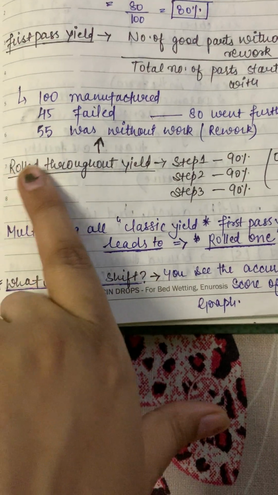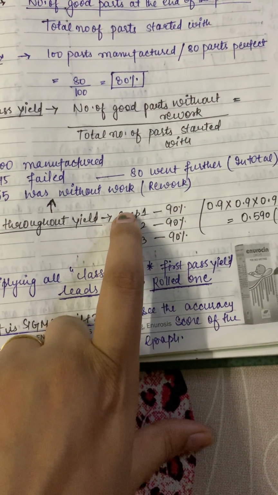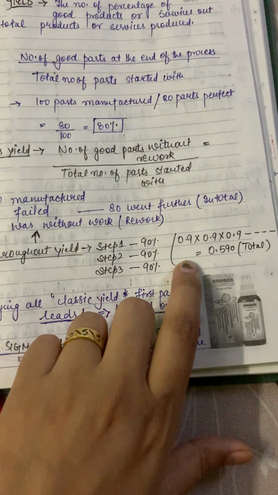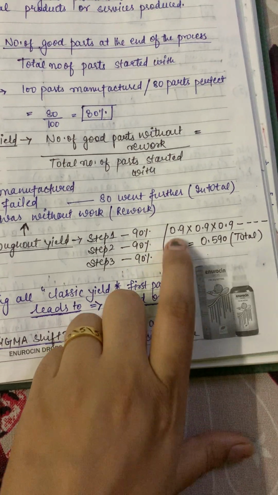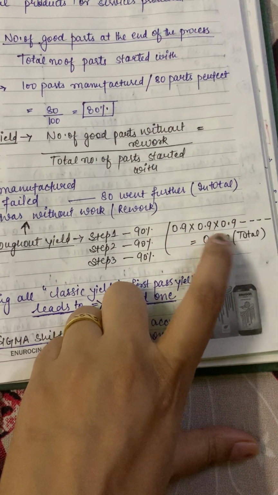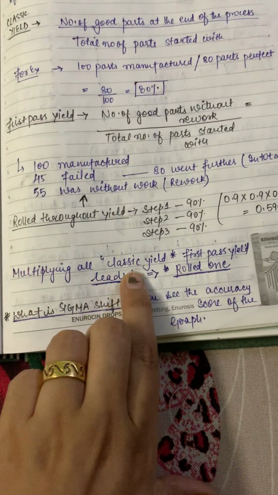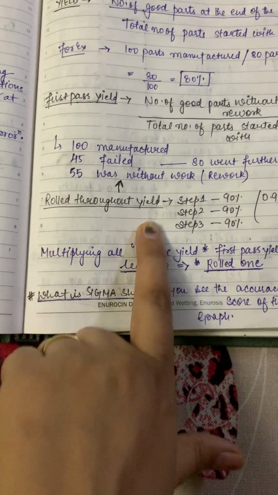Another one is rolled throughput yield. Rolled throughput yield includes step 1, step 2, step 3. We take all the yields and multiply them. For example, you are getting 90%, 90%, 90%. You take 0.9, 0.9, 0.9, which gives 0.73. So multiplying all the classic yields or first pass yields leads to the rolled throughput yield.